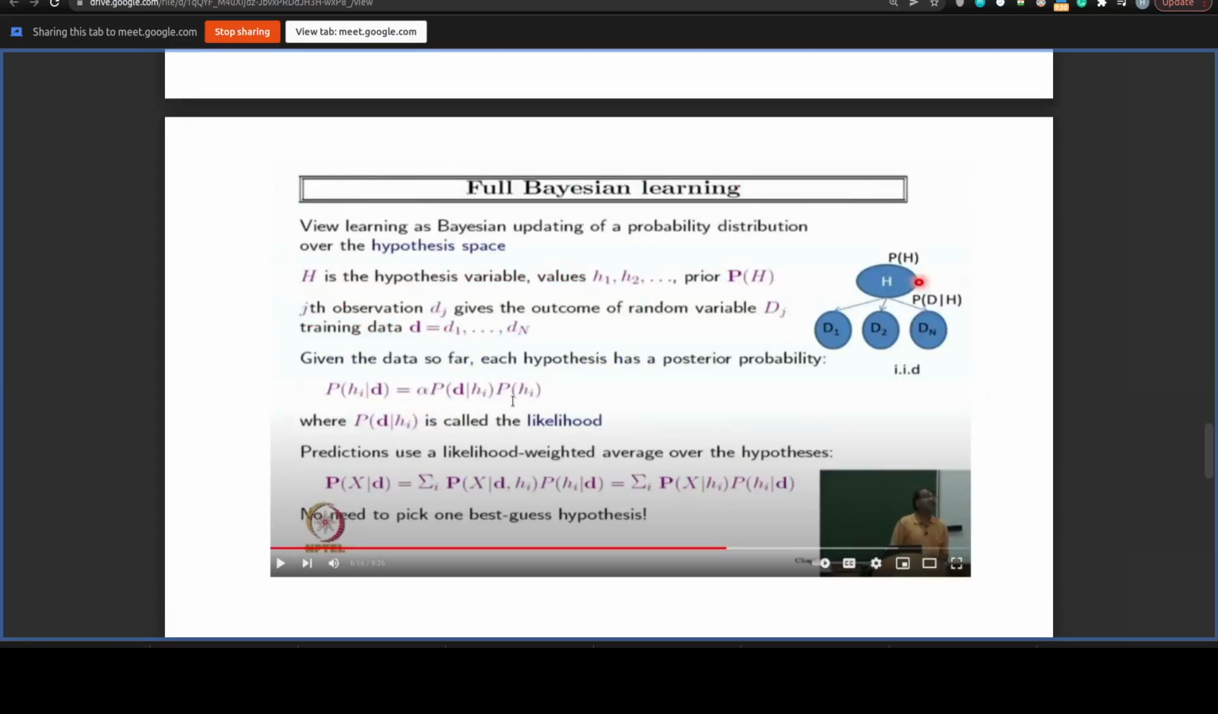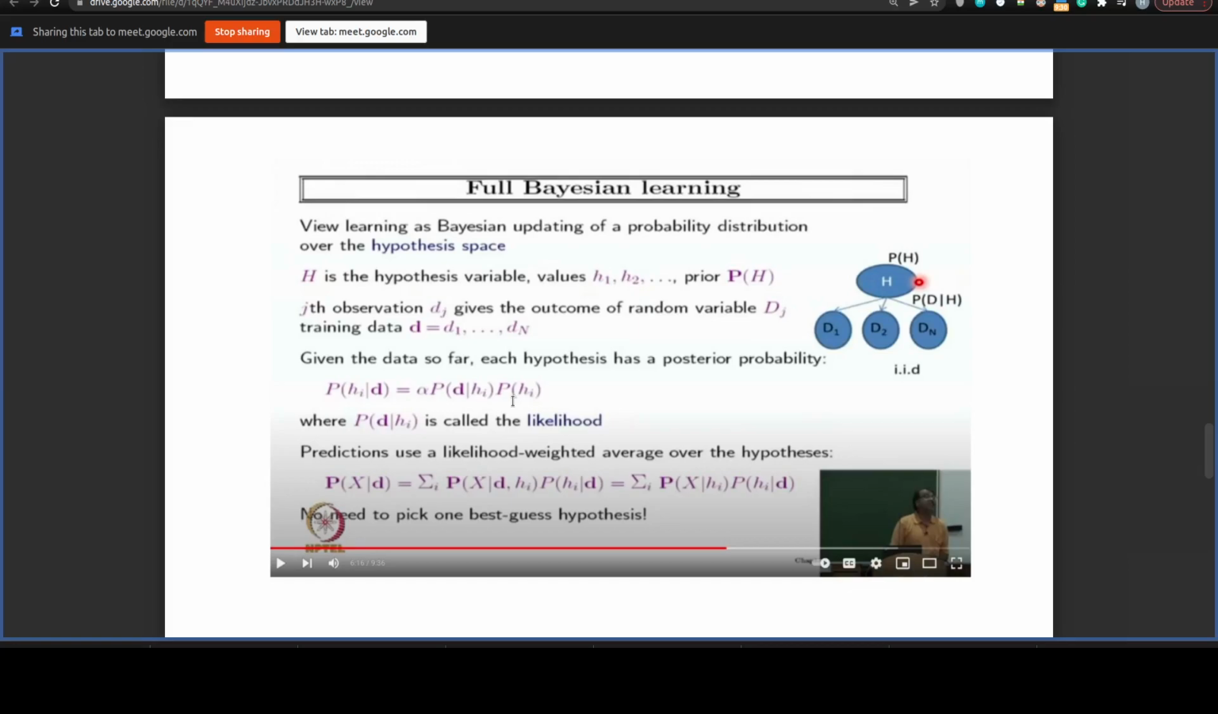So predictions use a likelihood-weighted average over the hypotheses. That is this, right? The good thing here is that you don't have to pick any single hypothesis, because you are averaging over all hypotheses. So here, like in the earlier sense, you are averaging over all the variables that are possible, right? So this is how full Bayesian learning works.